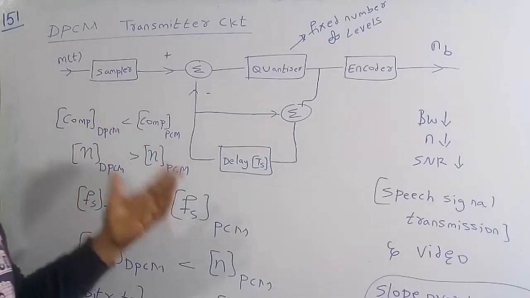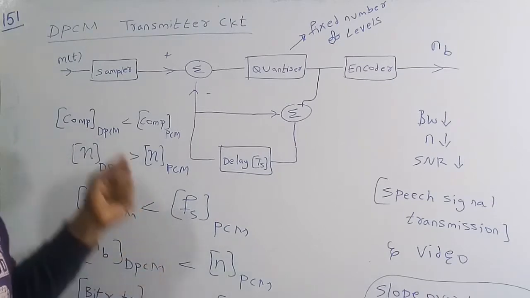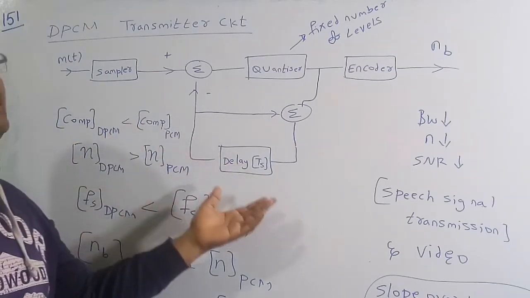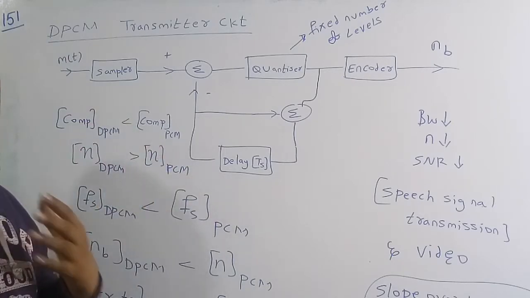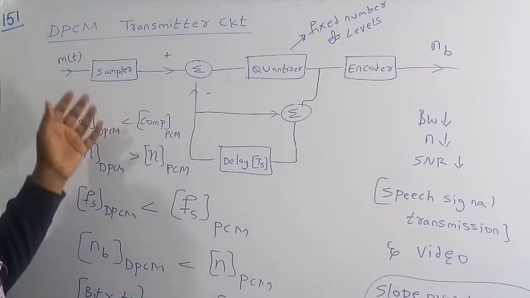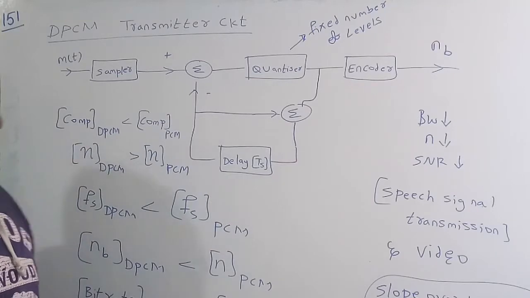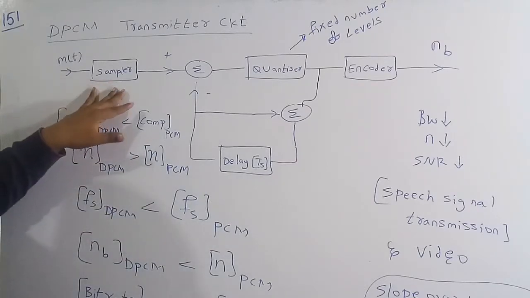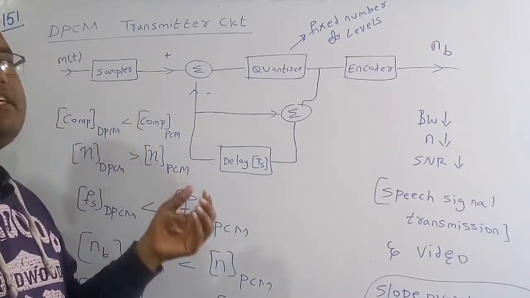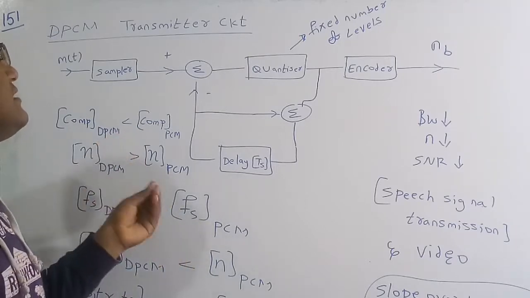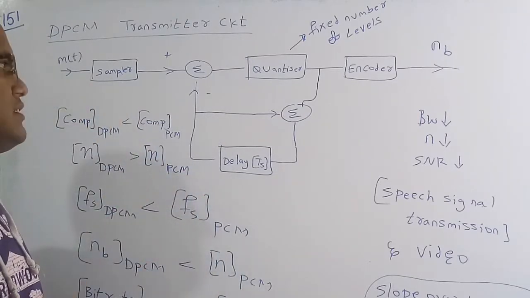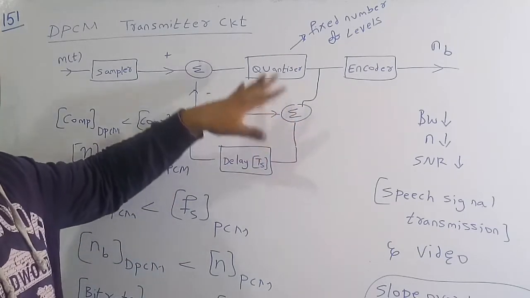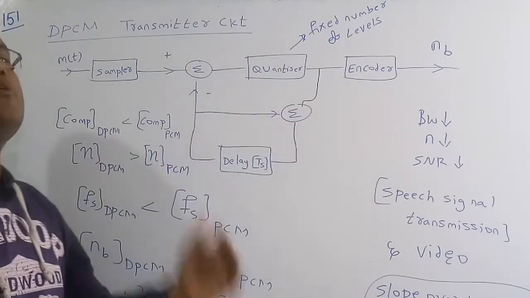Basically, DPCM is nothing but differential pulse code modulation. This is the transmitter circuit of a DPCM. DPCM and PCM both convert an analog signal into a digital signal. Here we use a sampler, which samples the analog signal at each and every amount of time. Then we use the quantizer in order to make a fixed number of levels.